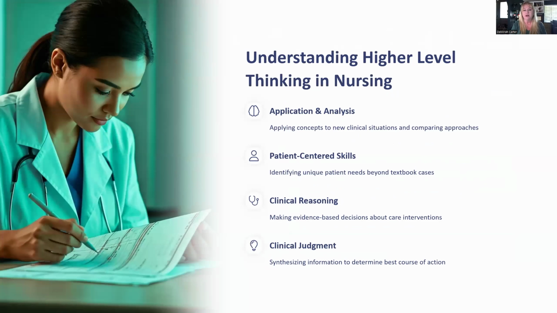Okay, so understanding higher level thinking. It looks at Bloom's taxonomy of applying, analyzing, evaluating, and creating. So the upper levels, not so much the knowledge base levels. And we can expect our students to apply these to new situations, compare approaches, identify complex patient needs. It helps a lot in clinical practice and in theory.